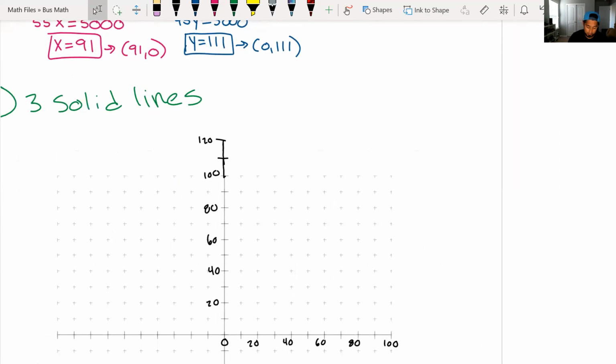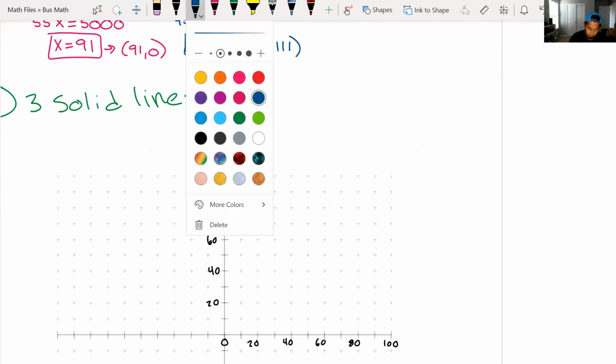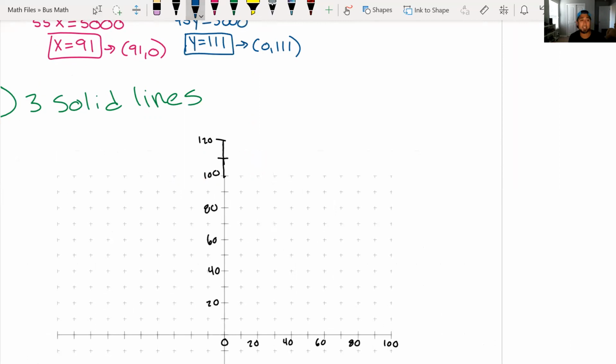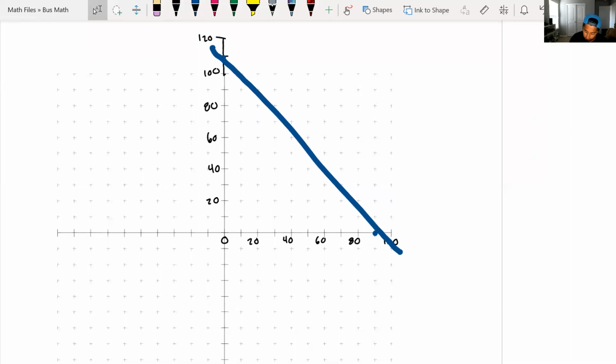Okay, let's go ahead and plot our points. All right, I'll plot the X-intercept first at 91. There's 80, in the middle is 90. So right there is fine enough. Y-intercept is 111. So there's 110. Right there is perfect enough. Okay. And then we'll just have our solid line connecting them. Close enough, right? Let me try again.